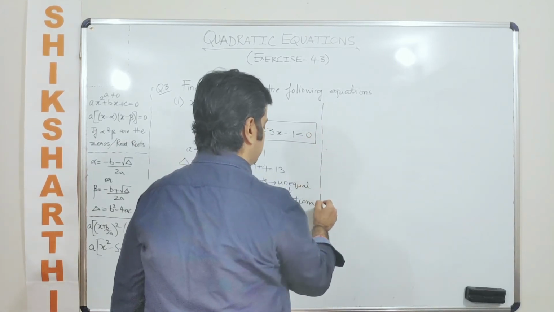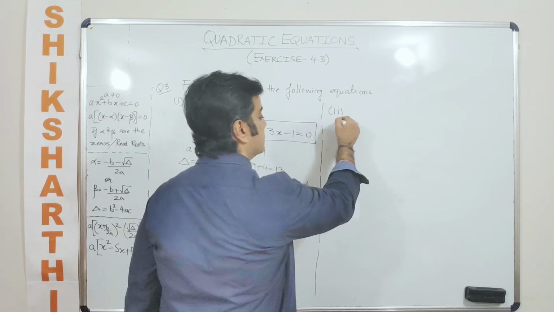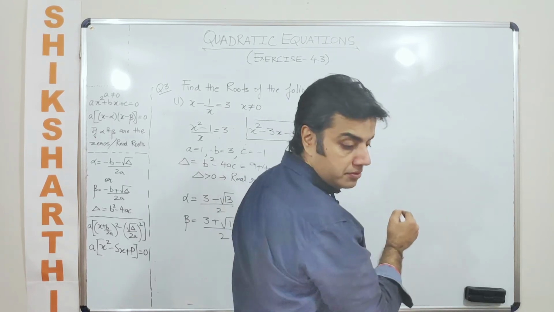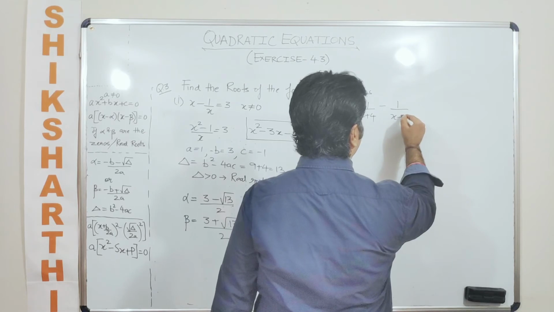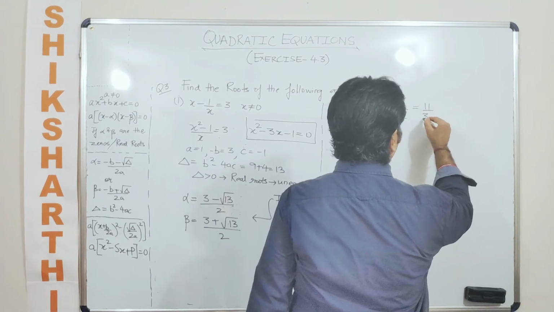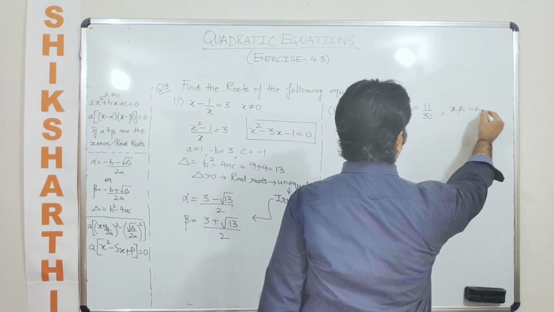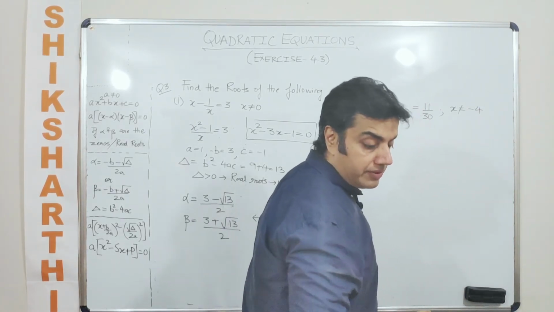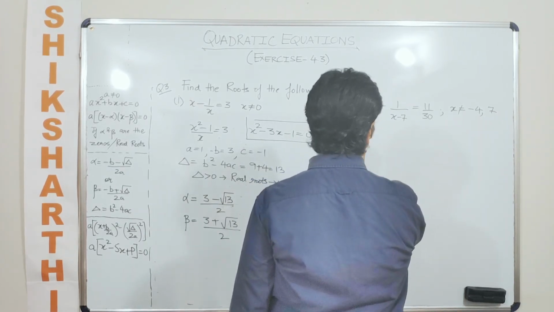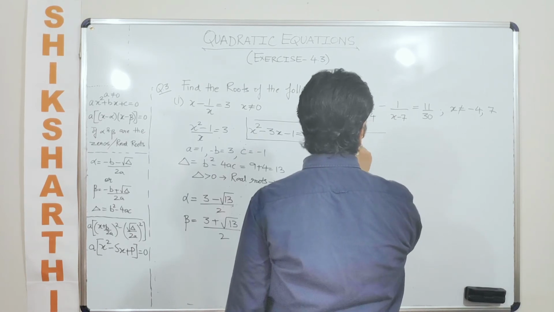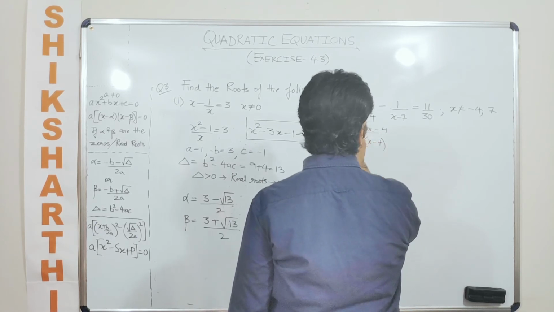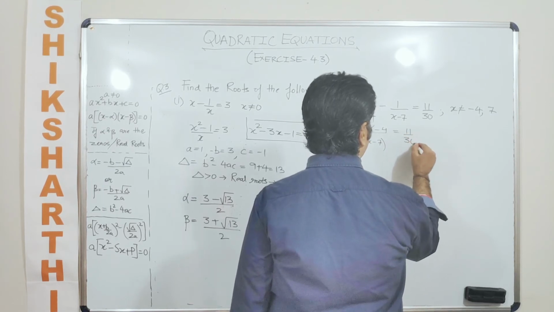Let's talk about the next part. So the next part here is 1 divided by x plus 4 minus 1 divided by x minus 7 is equal to 11 by 30, and it is already given that x is not equal to minus 4 and 7. So what we can do quickly here is take the LCM. Taking the LCM is just like saying x plus 4 into x minus 7, and then we can write x minus 7 minus x minus 4, in which x gets cancelled out, which is equal to 11 by 30.